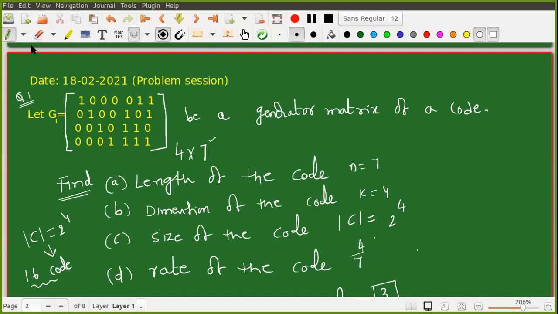Is it a code word? Yes, sir. If you add all the rows, is it a code word? First question, Pragati. Yes, sir. It is a code word. So add them, all of them here. 1, 1, 1, 1, 1, 1, 1. So what is the weight of the code?